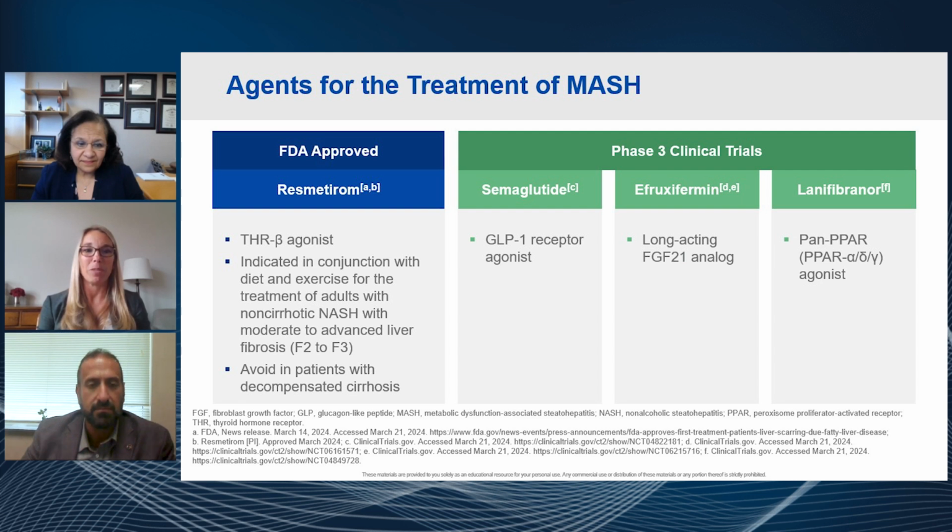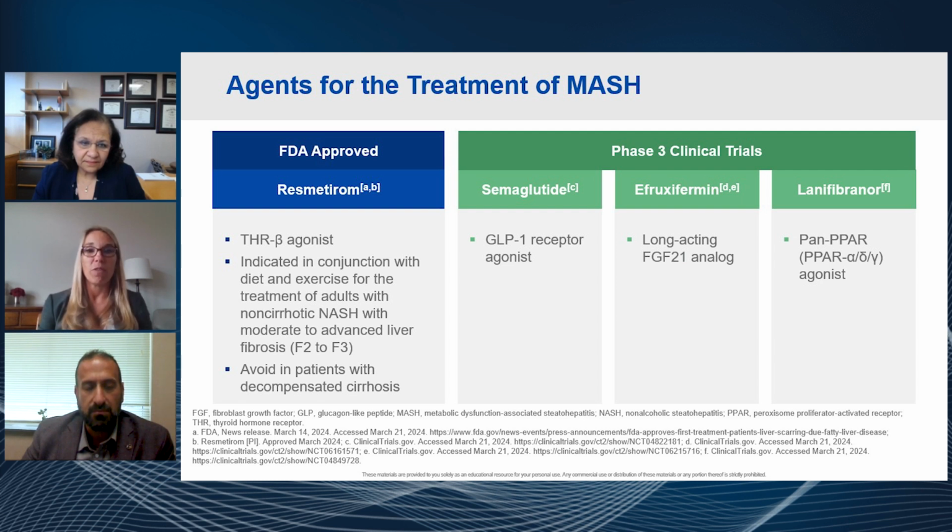So resmetirom is a thyroid hormone receptor beta agonist. Again, as Dr. Alkhouri said, we're using this in conjunction with diet and exercise for the treatment of our adult patient population with non-cirrhotic NASH. And this is in patients with moderate to advanced liver fibrosis, so that's stage 2 to 3. That's the population we're going to be utilizing this in. We're going to avoid the use of this in patients with decompensated cirrhosis. And Dr. Alkhouri is going to take us on a deeper dive in the next slide talking about that.